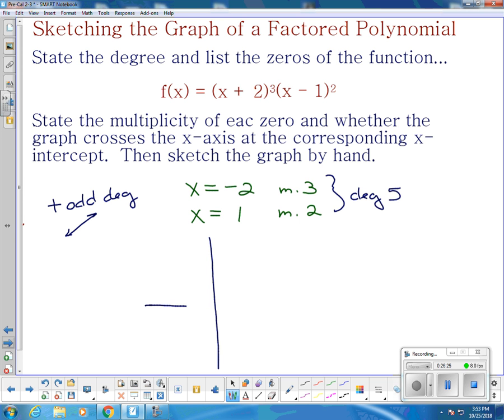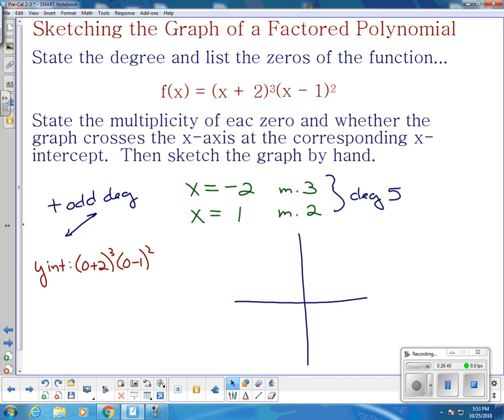Let's look for our y-intercept while we're looking for things. So the y-intercept: 0 plus 2 cubed, 0 minus 1 squared. So 2 cubed is 8, negative 1 squared is 1, 8 times 1 is 8. So we have a y-intercept at 8. We have an x-intercept at negative 2, and 1 at 1.